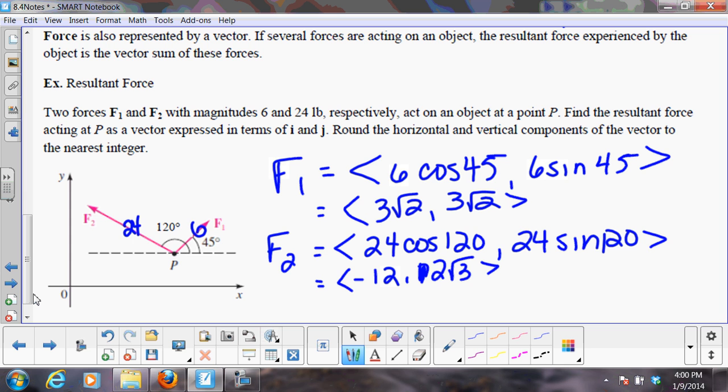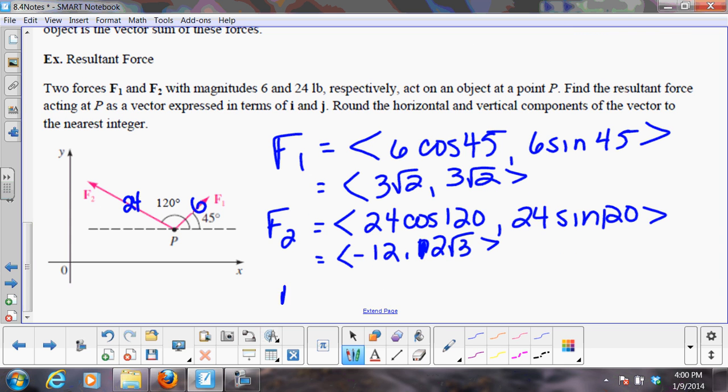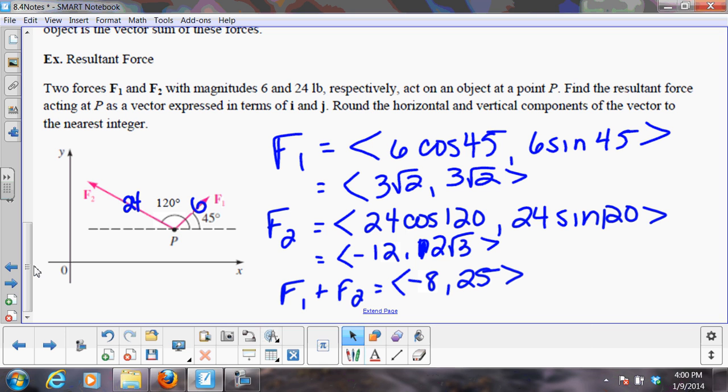So to find the resultant force, resultant force is when you add the two together. So F1 plus F2 equals, these must be rounded to the nearest integer, yes, they are rounded. So 3 radical 2 plus negative 12 ends up being negative 8. And 3 radical 2 plus 12 radical 3 ends up being about 25 once you round it. And that is the end of 8-4.